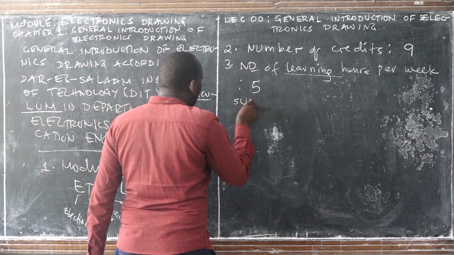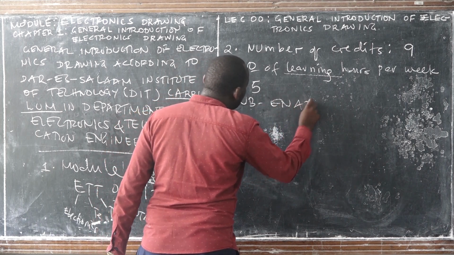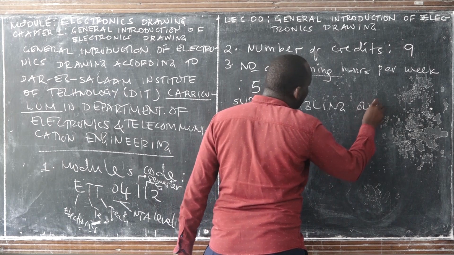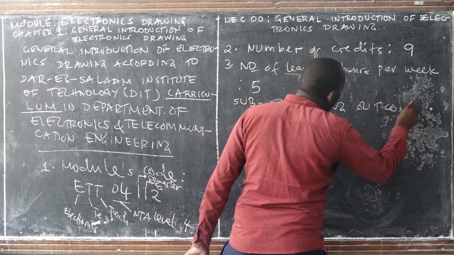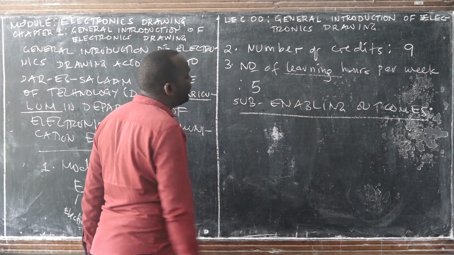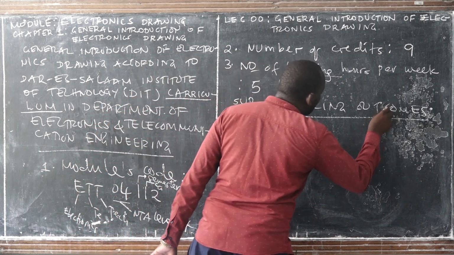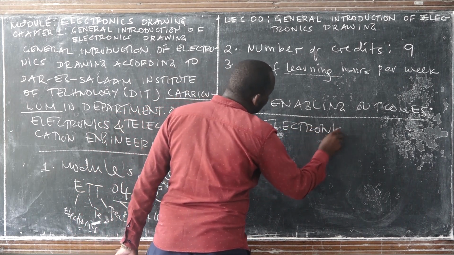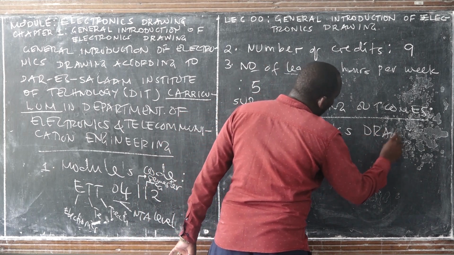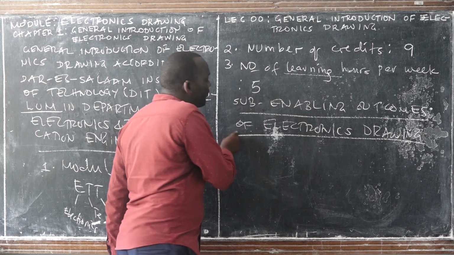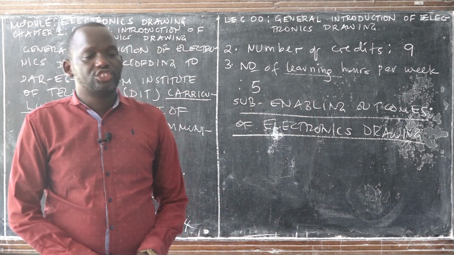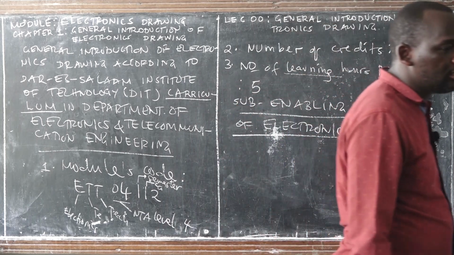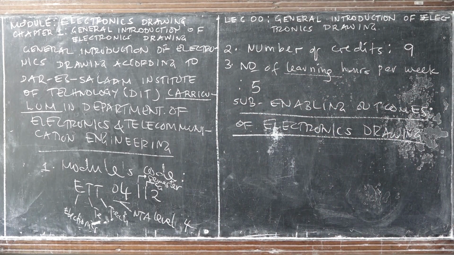Then another important item is the sub-enabling outcomes. In our level syllabus, we call them specific objectives. These are the sub-enabling outcomes of electronics drawing. So this is the vision. What vision do we have in electronics drawing? What should you achieve? What should you learn? What should be your target? What should be the requirement for you to say that now I'm competent in electronics drawing?